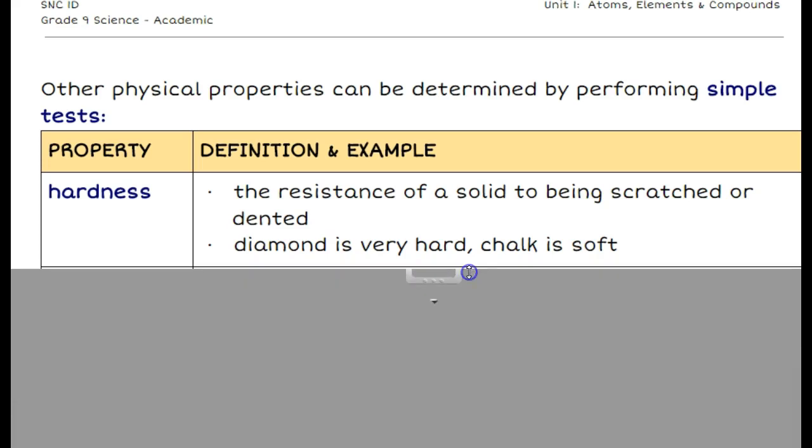Now, there are also some other physical properties where we can't really use our senses, but we can definitely get this information by performing some simple tests. One example would be hardness. How easily scratched a substance is or how easily it's dented is a measure of its hardness. There's actually a hardness scale for all sorts of different substances. Diamond, we know, is extremely hard, whereas if I took a piece of chalk, I know that I could squish it and create a fine powder out of it with minimal energy. So the hardness test is quite easy to do.